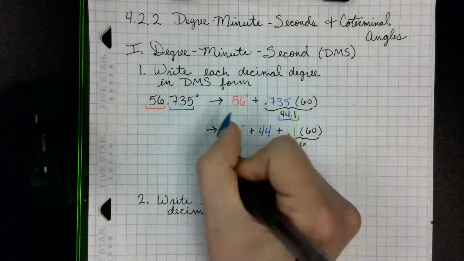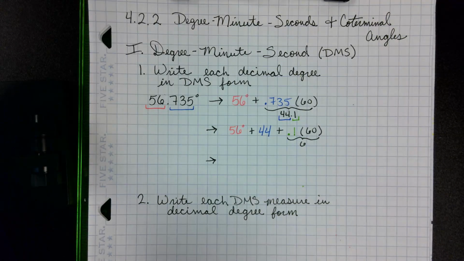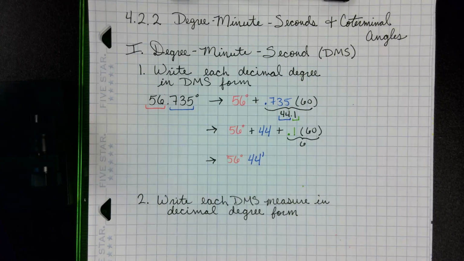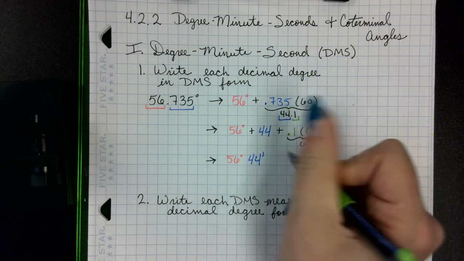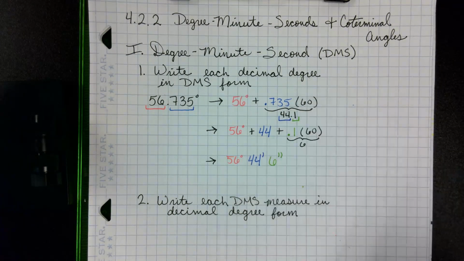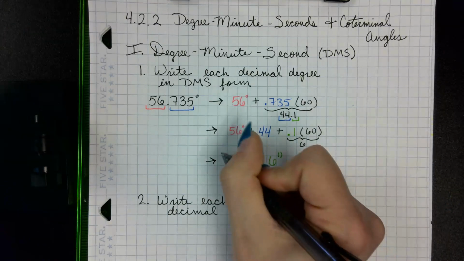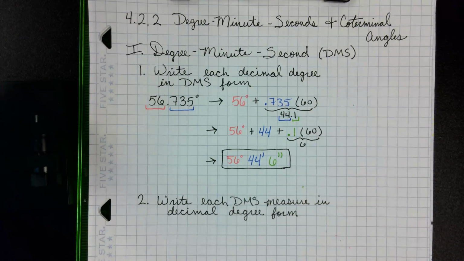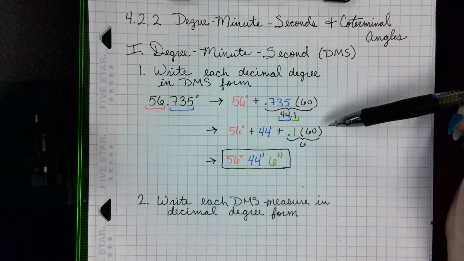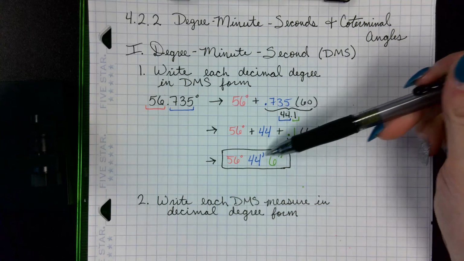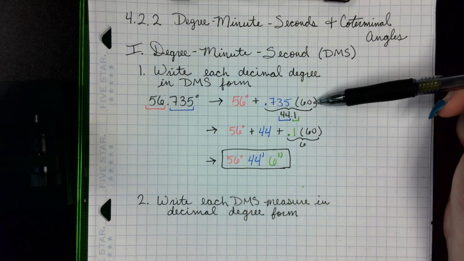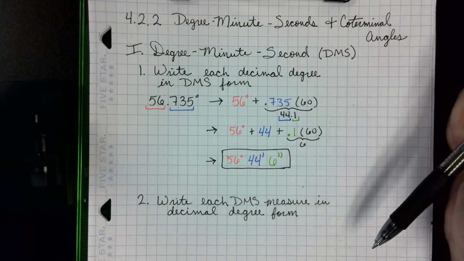So then my final degree, minutes, seconds form is 56 degrees, 44 for minutes, we do a single apostrophe, and 6 seconds, so 6 and a double apostrophe. That's degrees, minutes, seconds. And the single and double apostrophes help with the conversion factor. So to get to the 44 minutes, I multiplied by 60 one time. To get to seconds, I multiplied by 60 two times, and there's 2 apostrophes.